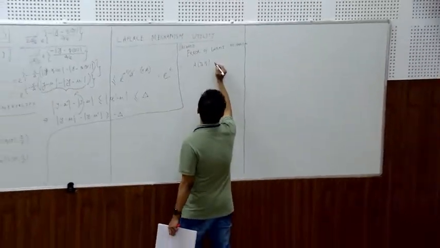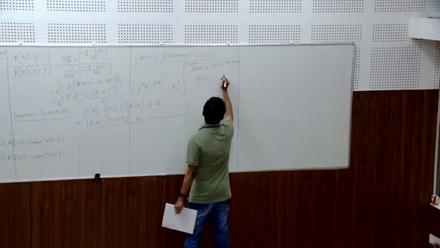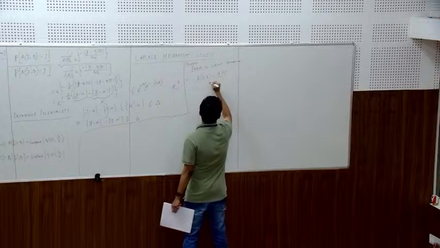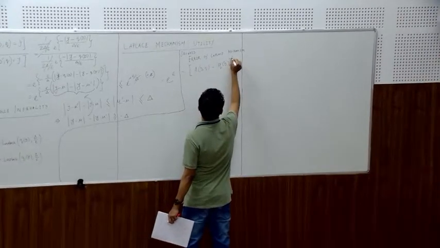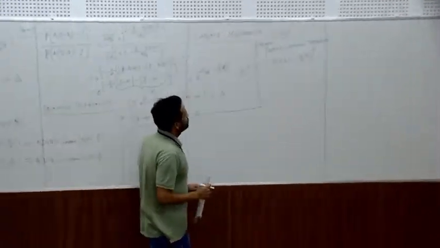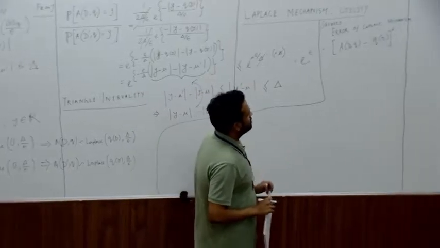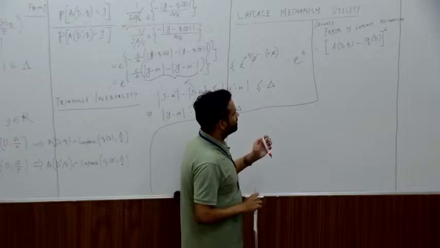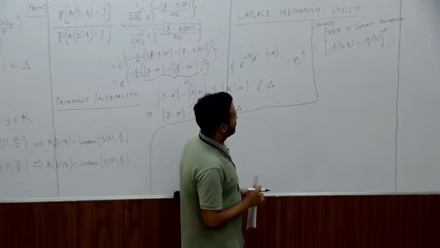So the error of the Laplace mechanism is A(D,Q) minus Q(D), right? Q(D) is the true value, and we are taking a square, so it's a squared error. So we have to bound this. If we can bound this, we can bound the error of the Laplace mechanism, and if the error is smaller, then we know that we have good utility.